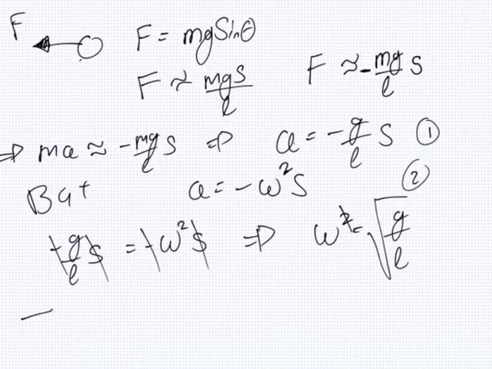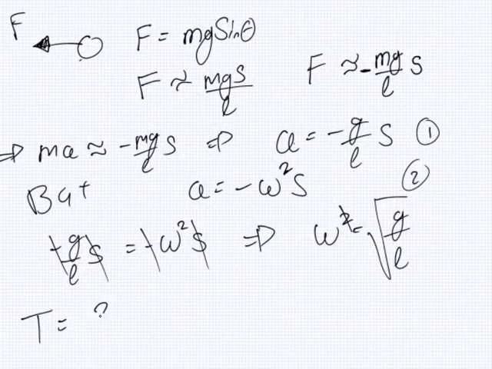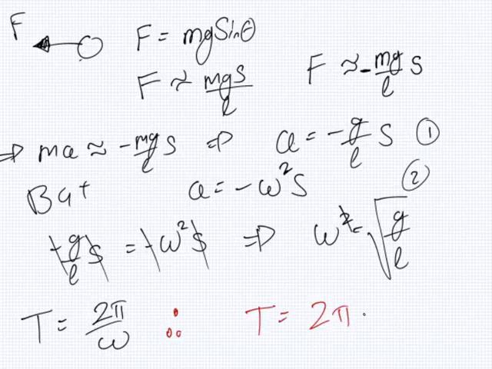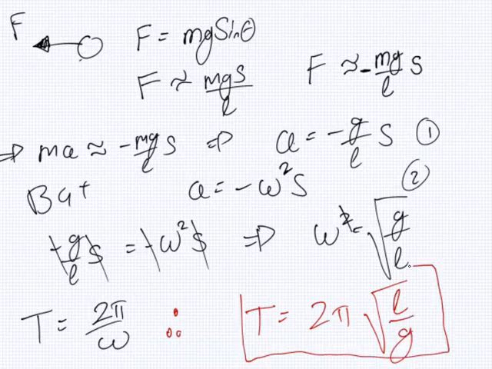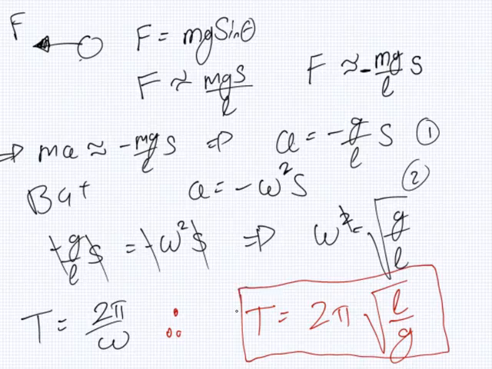What's the formula for time? 2 pi over omega. Therefore, the time is equal to 2 pi root L over g. This is the formula to work out the time for the pendulum to swing once. You might have seen this formula before.